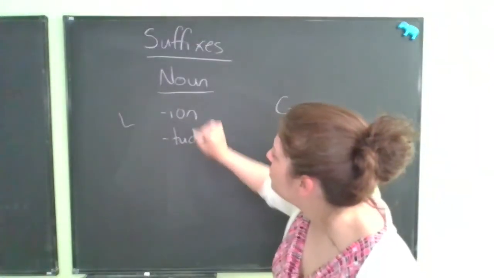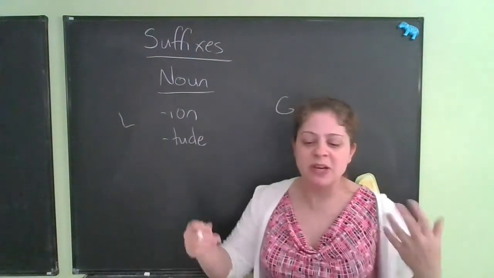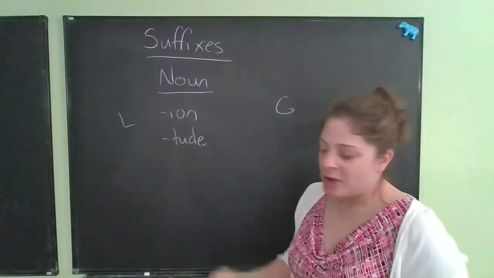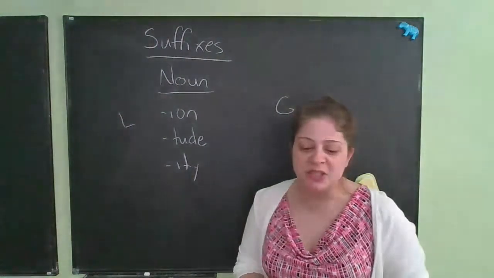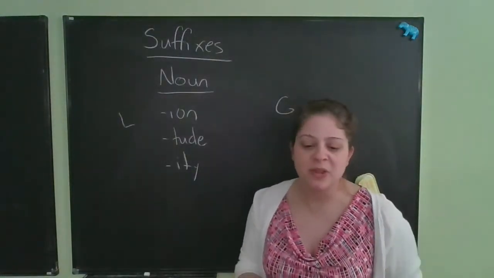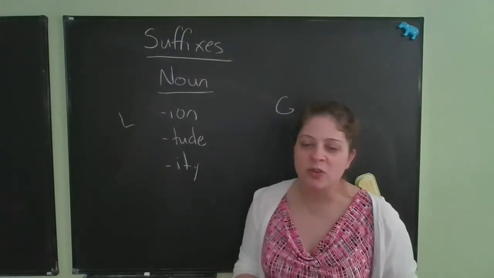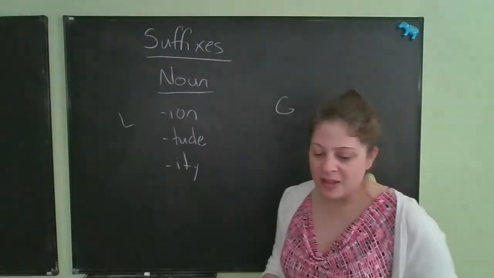Tude tends to be used with sort of abstract words, magnitude, aptitude, but it again indicates a state of a certain thing. Ity, I-T-Y, again means like a condition, a quality, something like that. Capability, intensity, right? All of these end in ity, and it's like the condition of being intense is intensity.